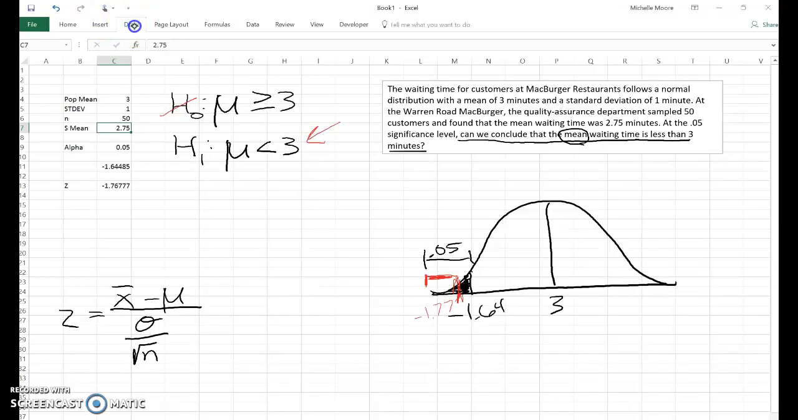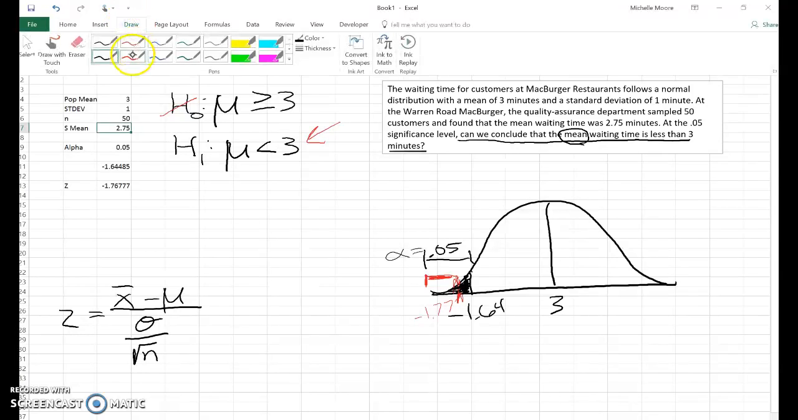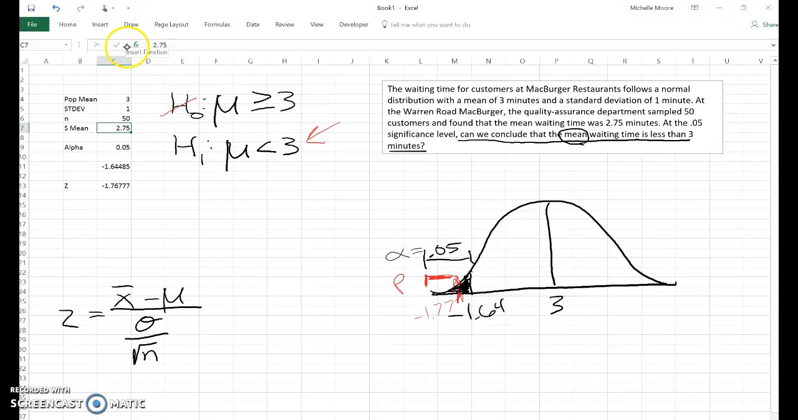Let me go back here real quick. So the 0.05 is alpha. That's the probability of going from negative 1.64 or less. The p-value is going to tell us what is the probability of going from negative 1.77 or less. Once again, if you're on the right-hand side, it's greater than, so just bear with me. All right, so the p-value is what this is right here. Okay, that's what we're going to try and find.